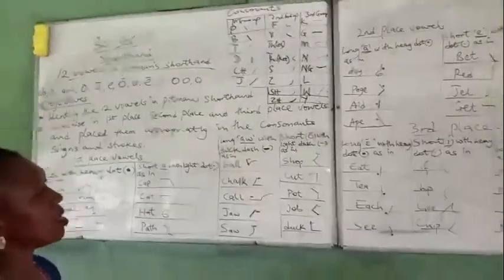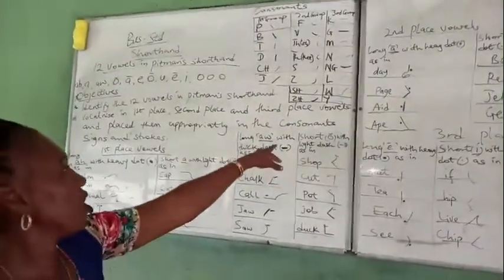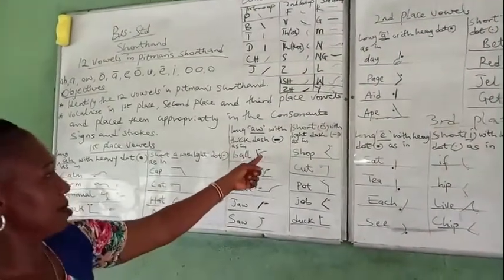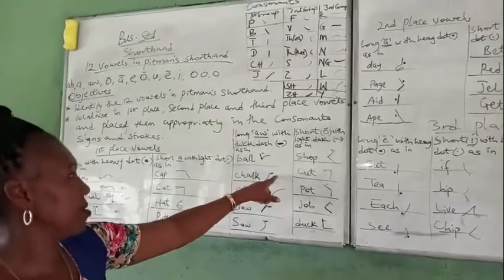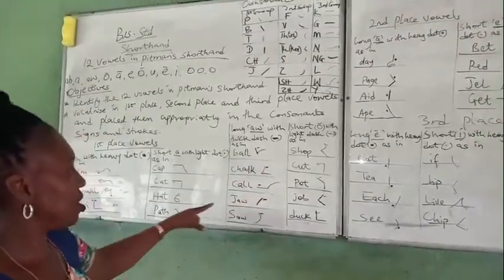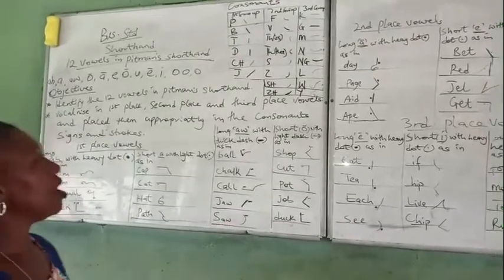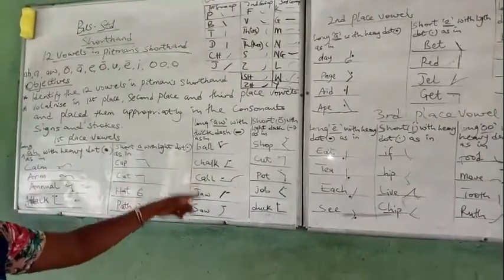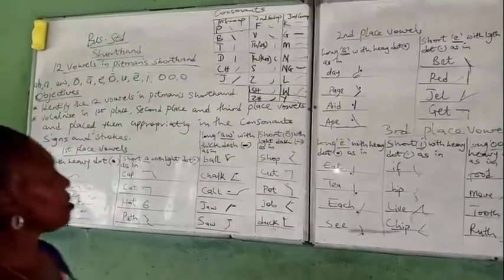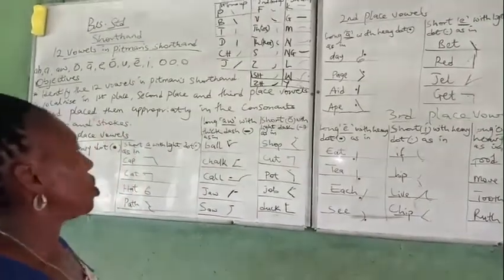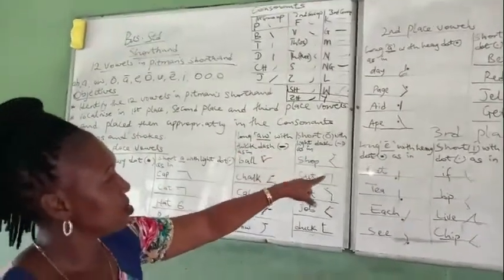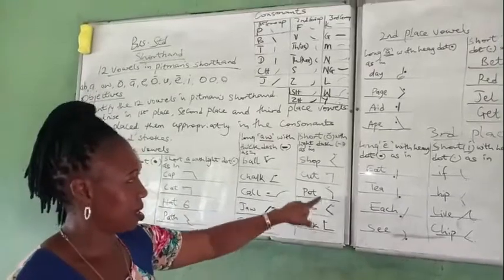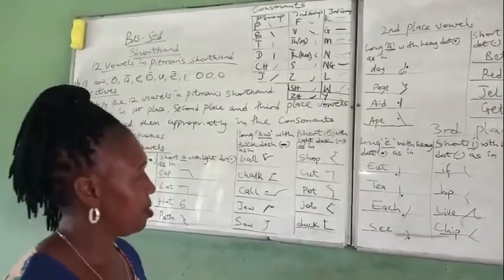Then the next one is the long vowel, which uses tick dash, as in ball, chalk, call, jog, saw. All of them use tick dash at the beginning of the strokes and signs. Then for short vowel, which uses light dash, as in shop, cut, pot, job, dog.